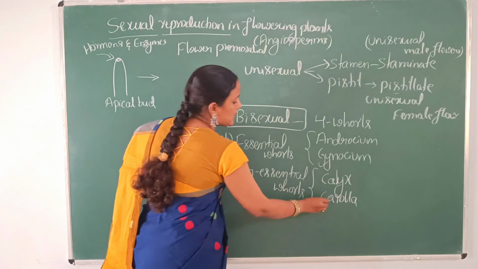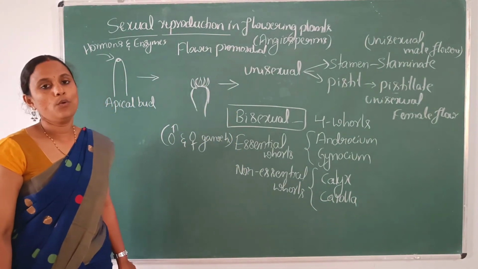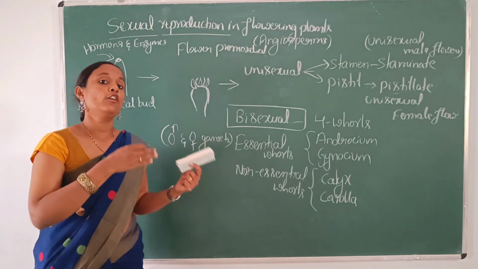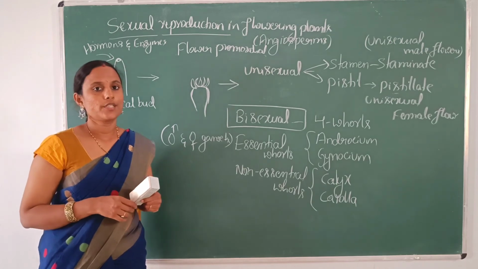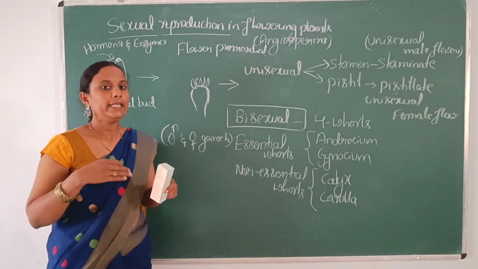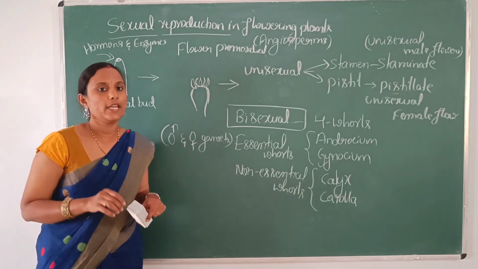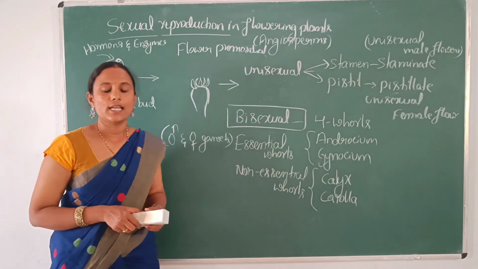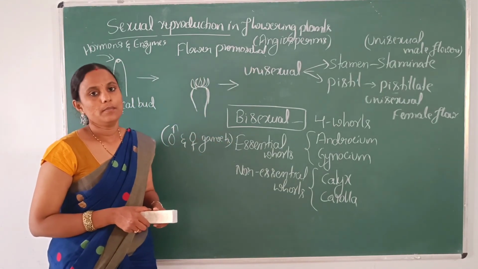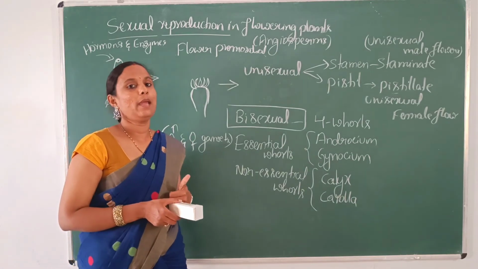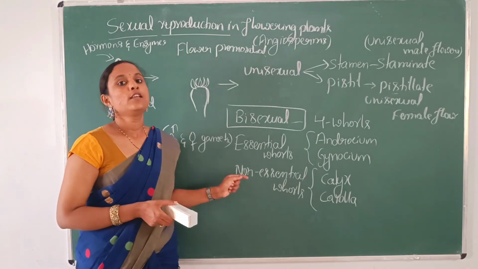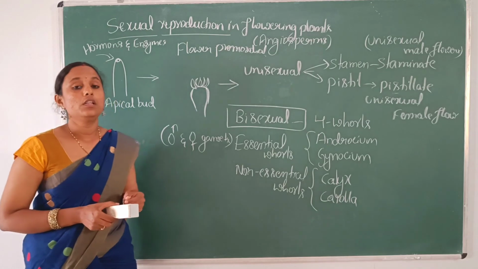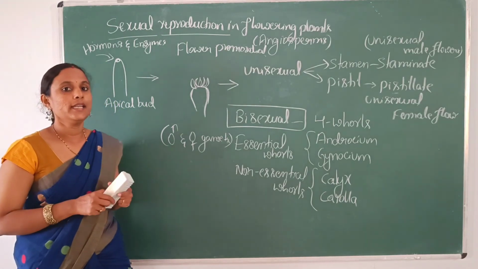And calyx and corolla are called non-essential whorls, which doesn't mean that they are not involved in sexual reproduction. Directly they are not involved, but indirectly they help in the process of pollination. For example, corolla, the petals, will help in attraction of insects for the purpose of pollination. But even though they are not directly involved in gamete formation, they are considered as non-essential whorls. Now let us understand how these 4 whorls of a flower are organized in a flower.